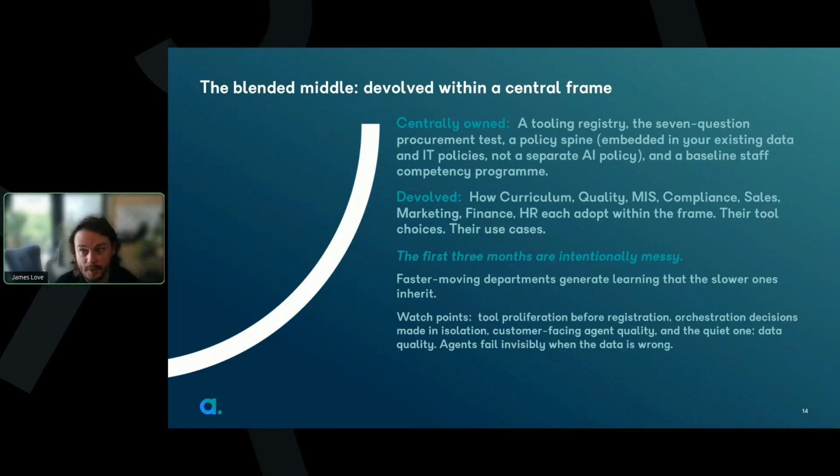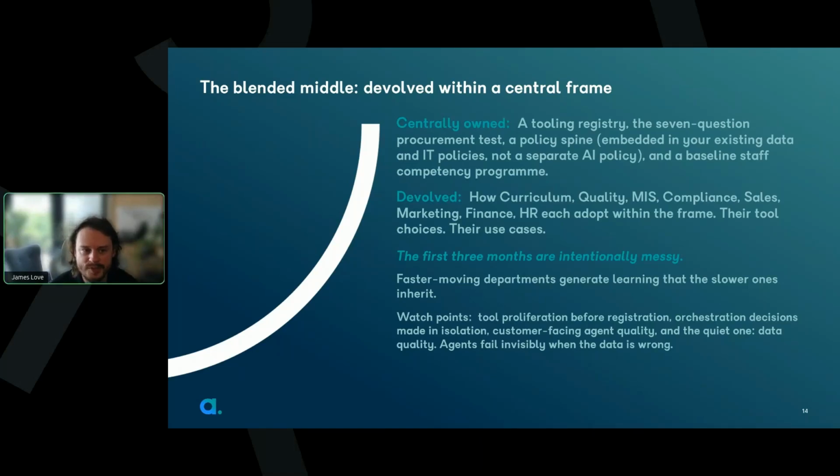The problem you have with a more slow moving approach is that it could take months and months to find out where your problems lie. If you wait for a perfect plan, you've probably already lost. Apart from anything else, the AI world is moving so quickly that by the time you've put that perfect plan together, it's certainly out of date. If you let people do whatever they like with no frame at all, you've certainly already lost, which is why devolved within a central frame is what gets you through.